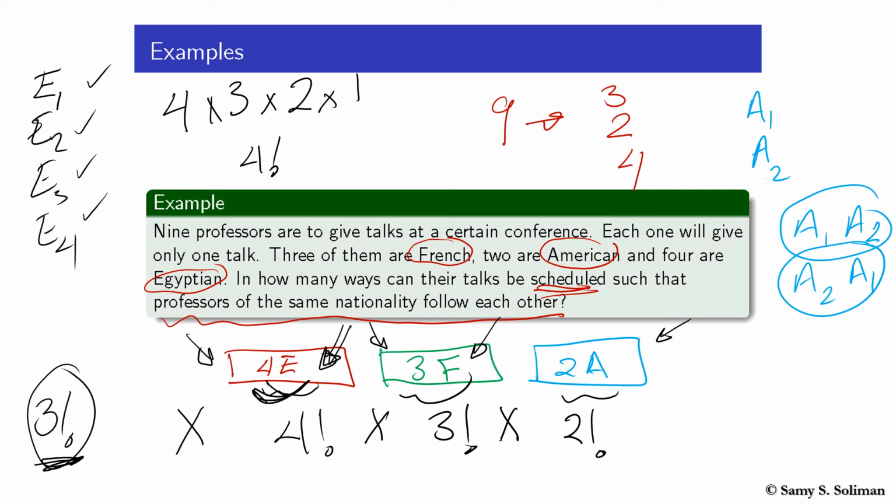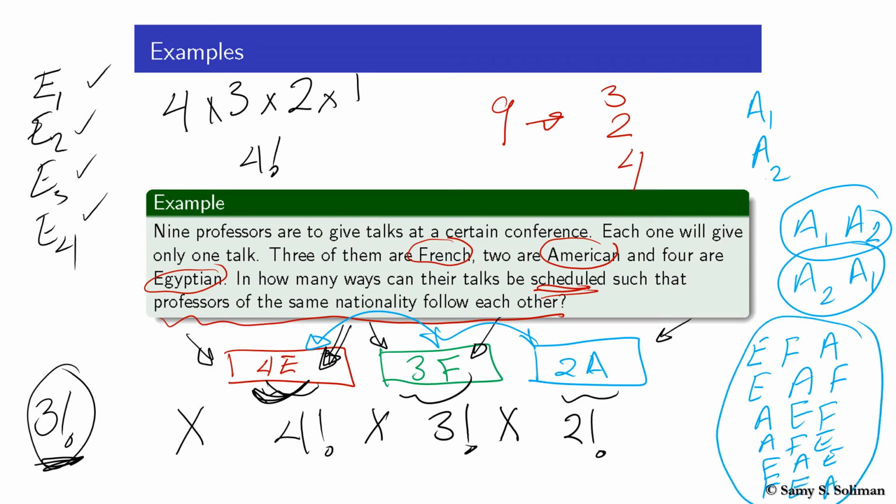The same applies if we want to arrange the 3 sets of professors. We can start with the Egyptians followed by the French followed by the Americans, or start with the Egyptians followed by the Americans, finally the French, or start with Americans, Egyptians, French, or Americans, French, Egyptians, and the last 2 where we start with the French, then followed by the Americans, then Egyptians, or Egyptians, and finally Americans. So these are the 6 ways, which are equivalent to 3 factorial.